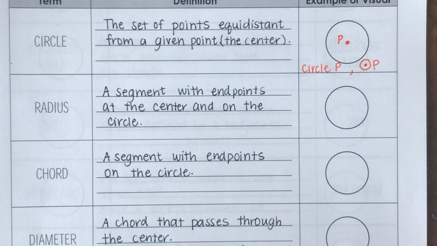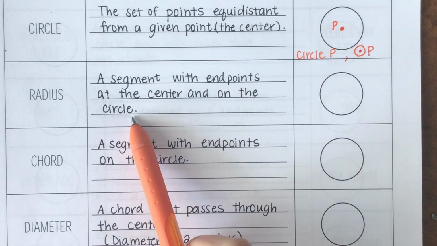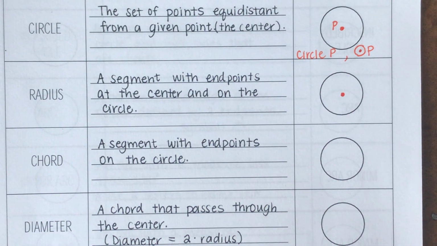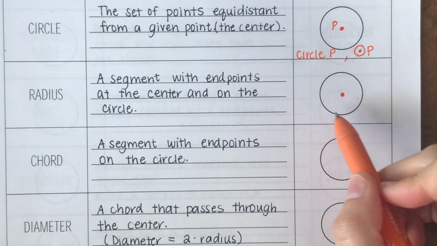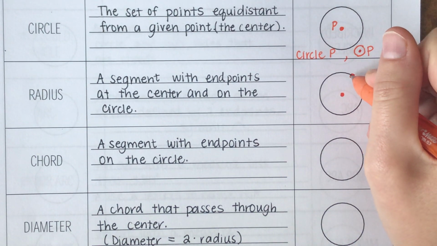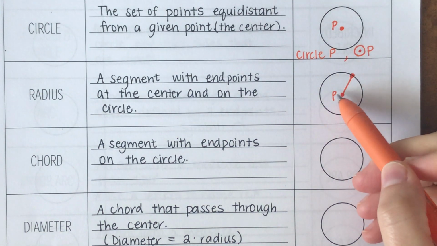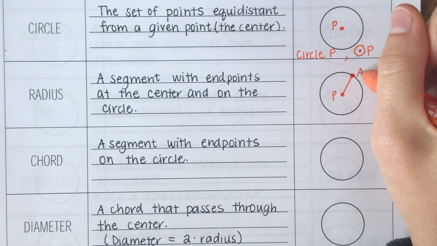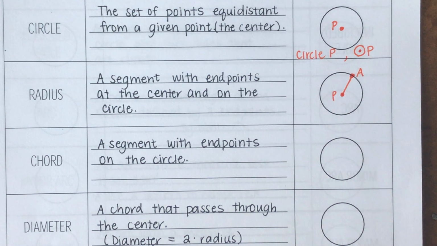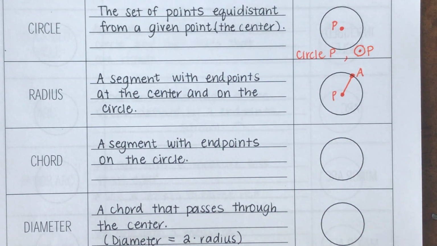Second one is the radius. Radius is a segment with endpoints at the center and on the circle. So your radius has to have one of the endpoints of this segment at the center. The other point can be anywhere on this circle. So it can be up top, it can be on the side, it can be diagonal. It doesn't matter where it is. And then you're going to have your circle point always labeled, and whatever that point is would also be labeled as well. So the radius in this picture is segment AP. Another radius could be if I put another point here and go to the center, as long as it's on the edge and goes to the center.